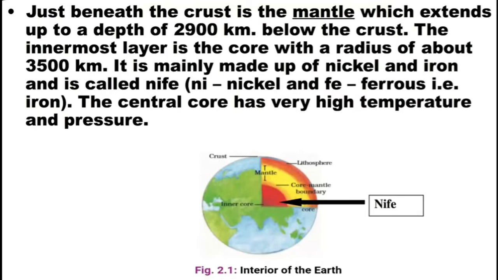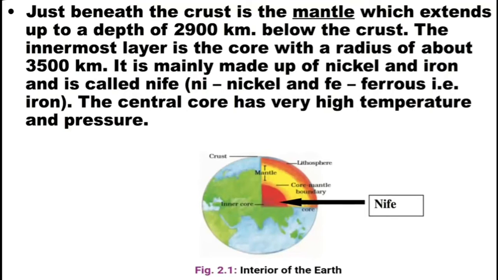When we want to study about the core and mantle, we have to study some other things. Just beneath the crust is the mantle, which extends up to a depth of 2900 km below the crust. So the thickness of the crust near the continent is 35 km, and after that there is a 2900 km thickness of mantle. You have to remember this thing.